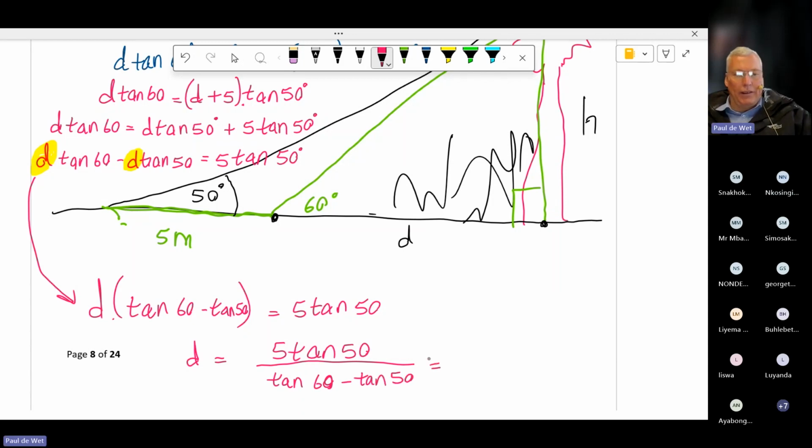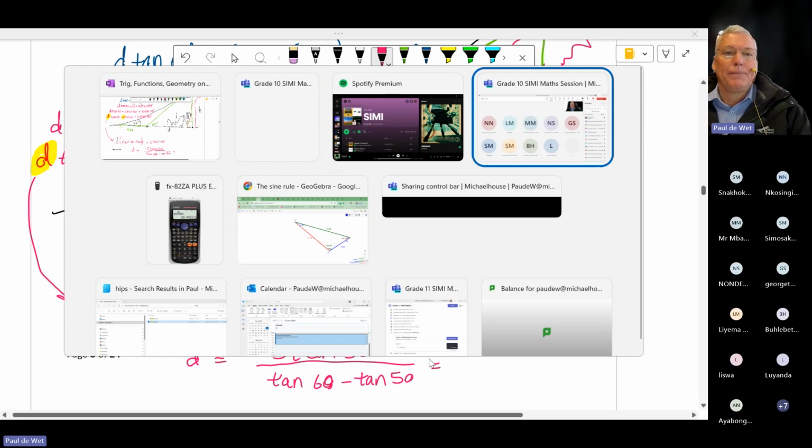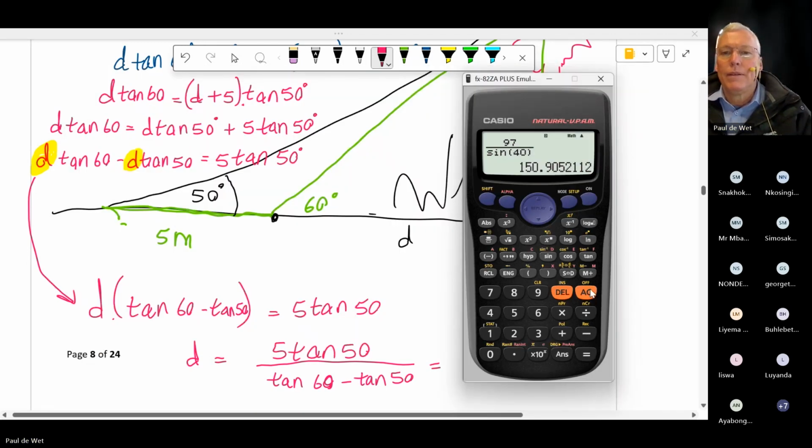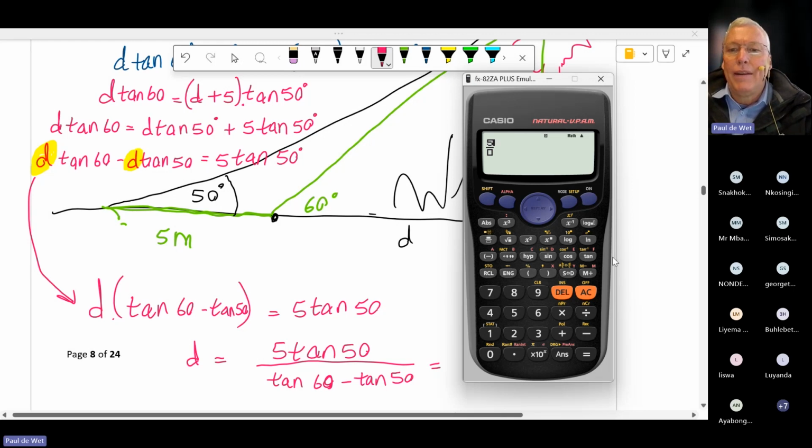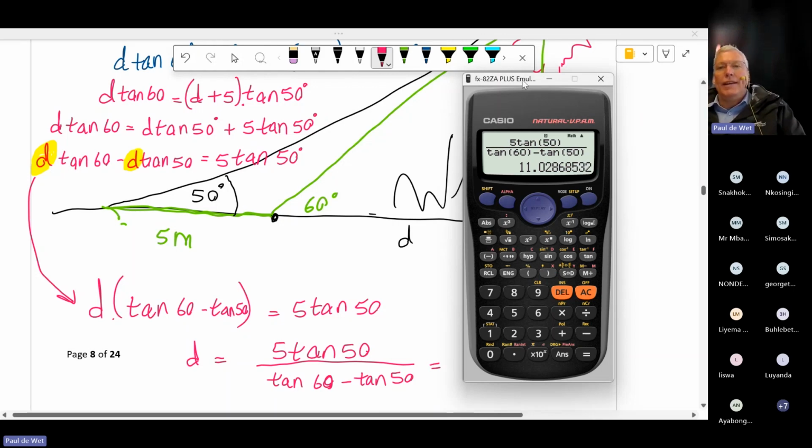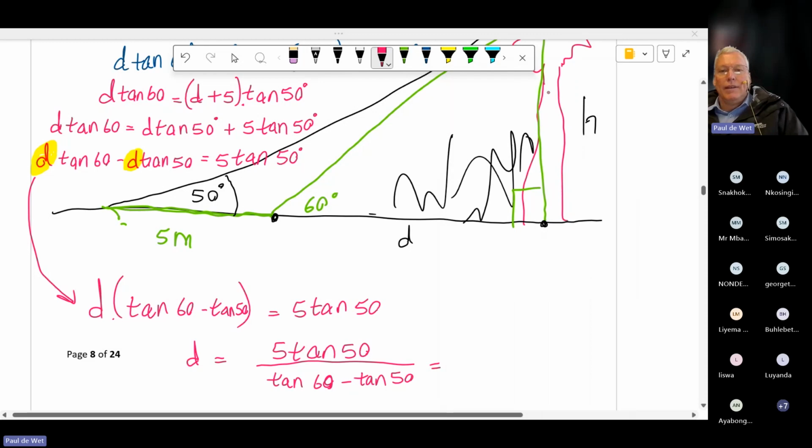I'm going to go to my calculator. I'm going to work that out. 5 tan 50 over tan 60 minus tan 50. And I get that d is 11,03 meters.